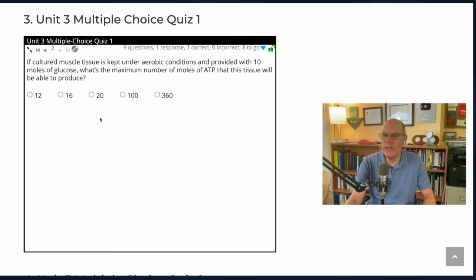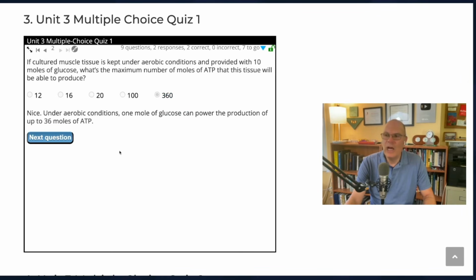So as I look at these choices, we have 10 moles of glucose. What's the maximum number of moles of ATP that this tissue will be able to produce? By far, the closest is this 360 over here. Let's click on it. Nice. Under aerobic conditions, 1 mole of glucose can power the production of up to 36 moles of ATP.